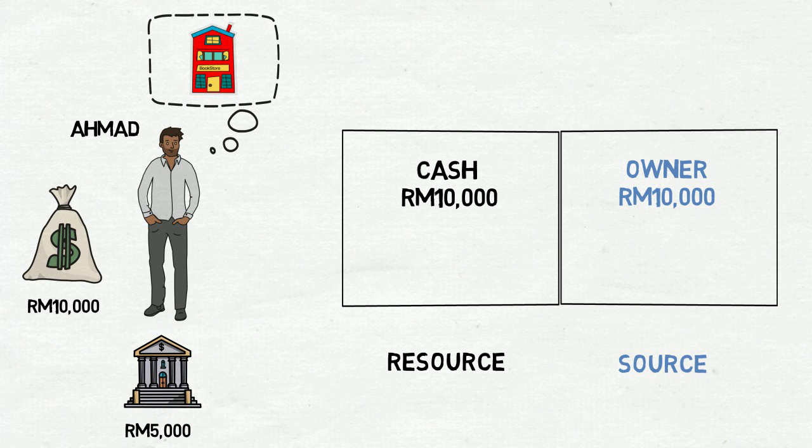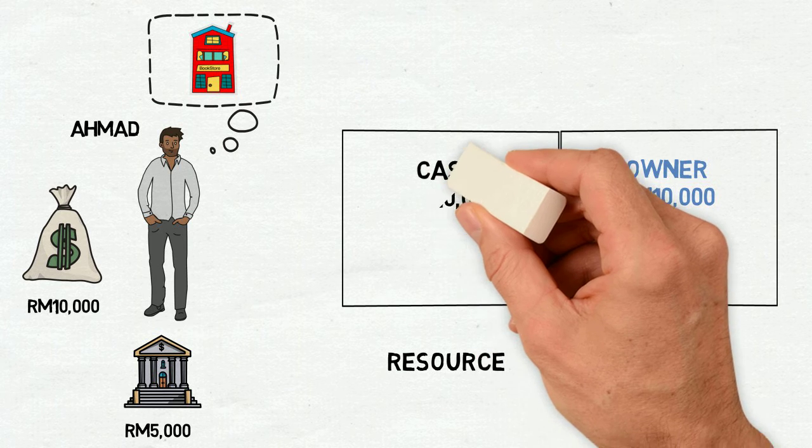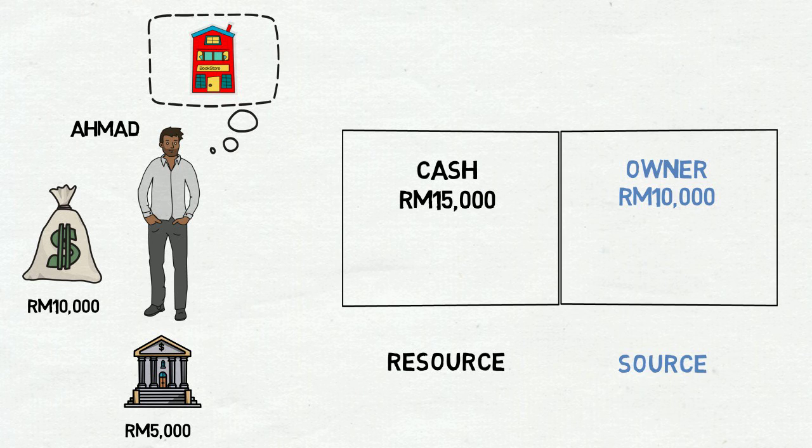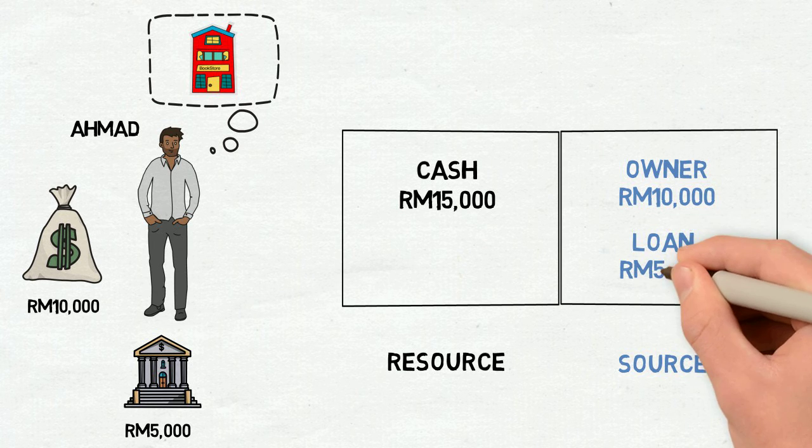So now the business has a total amount of cash of 15,000 ringgit as shown on the left box. 10,000 ringgit of this cash came from Ahmad, the owner. The balance of 5,000 ringgit came from the bank.